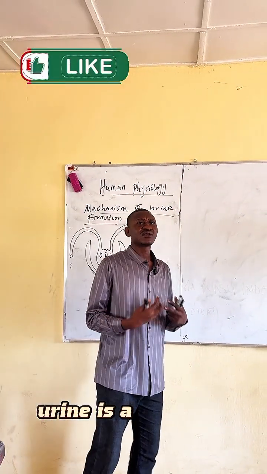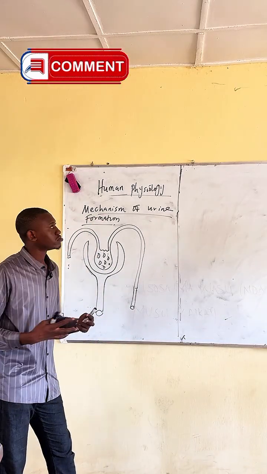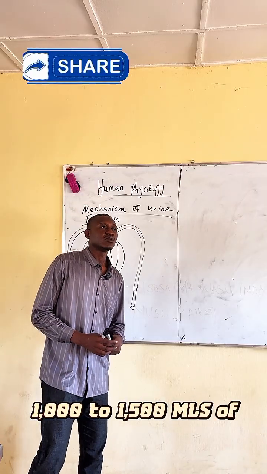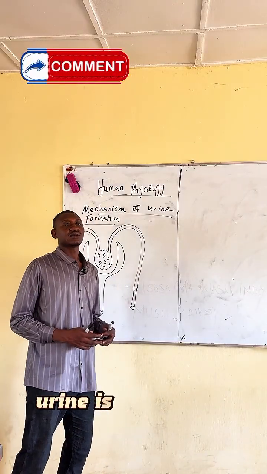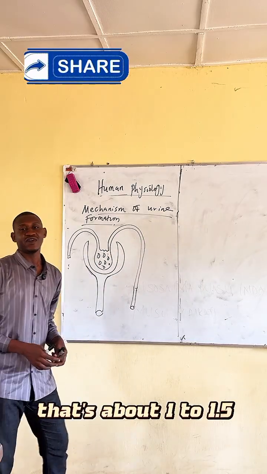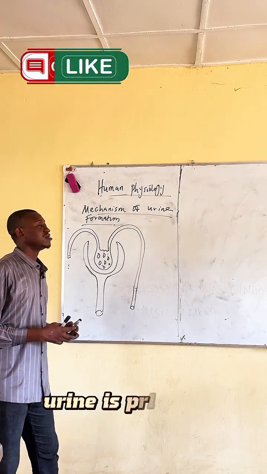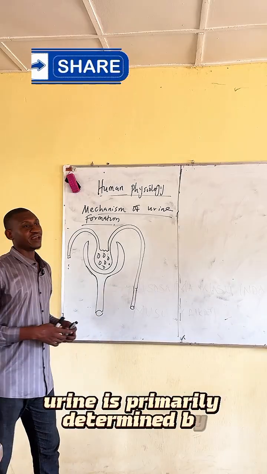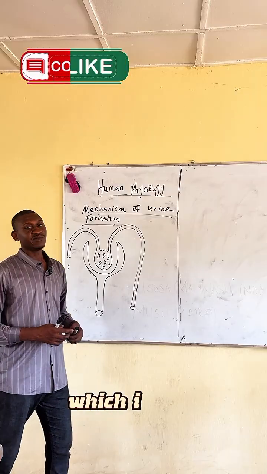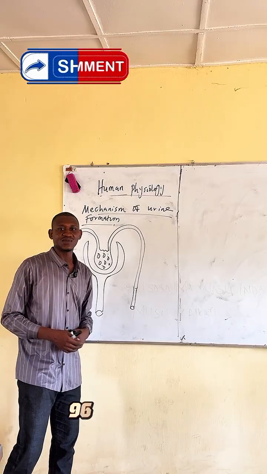Urine is a clear and amber colored liquid. About 1,000 to 1,500 ml of urine is passed out per day in a healthy adult. That's about 1 to 1.5 liters of urine. The amber color of urine is primarily determined by a content called urobilin, which is a bile pigment present in the urine. So the urine contains about 96% of water.